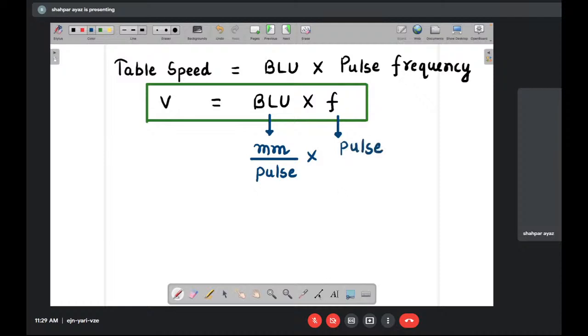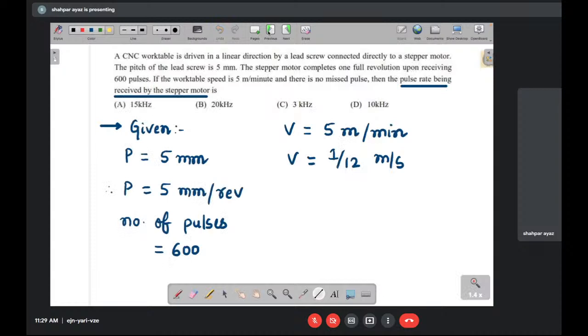Right, hertz, pulse per second. So this we are going to get V in mm per second. The important result is that the pulse gets cancelled. Now when you use this result, you are going to get the answer easily. Now guys, what is given to you in this?